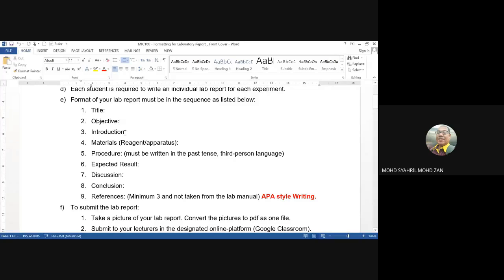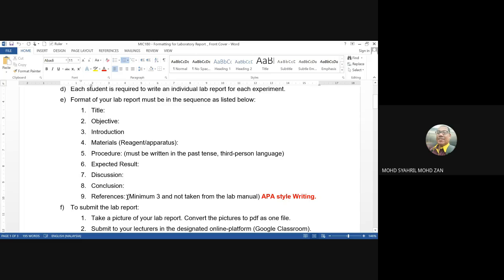Introduction. Materials, which is reagent and apparatus. Procedure. This procedure must be written in the past tense and third person language. Expected result from today's experiment. Discussion. Mostly the discussion is to discuss back all the expected results that you get from each of the tests. And then the last one will be conclusion. The conclusion is whether you agree or not with the objective, or what finding you get from the experiment.